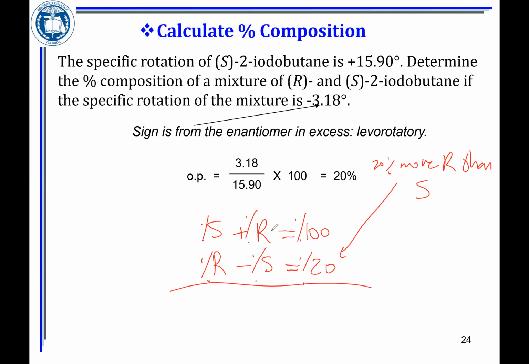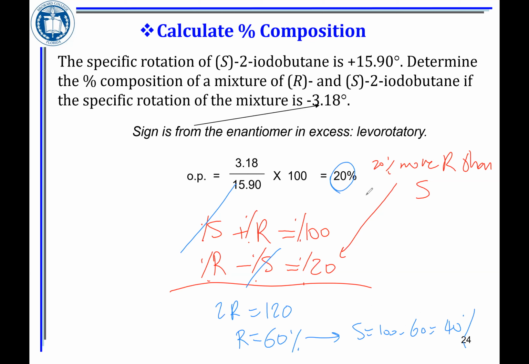If you add these two, the S would cancel with the plus and minus, then you have 2R equals 120. You divide both sides by 2, and that would be 60%. And if R is 60%, as a result, S is going to be 100 minus 60, and that is 40%. So first you find this enantiomeric excess, then you set up the equations, and you find the value for each one.